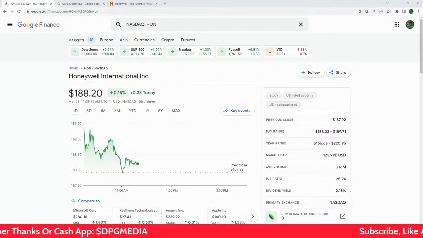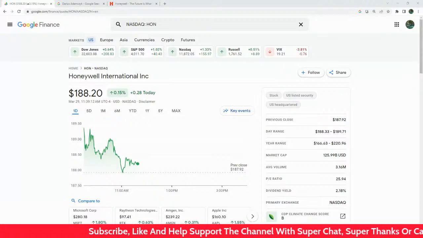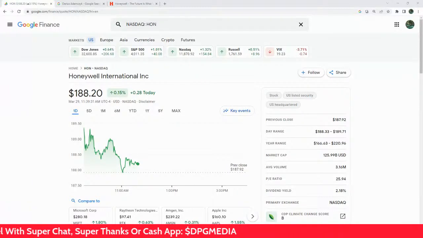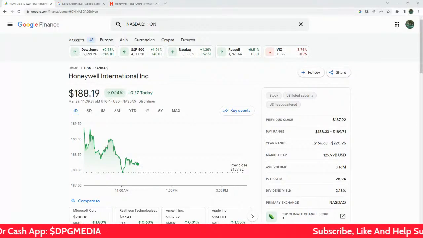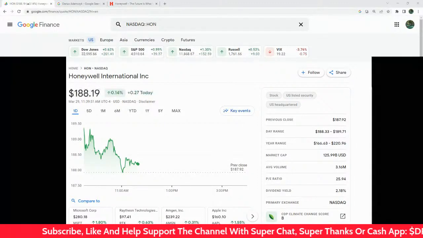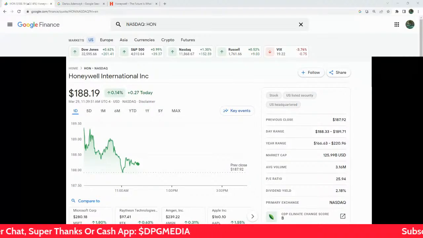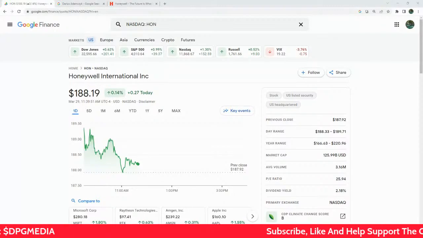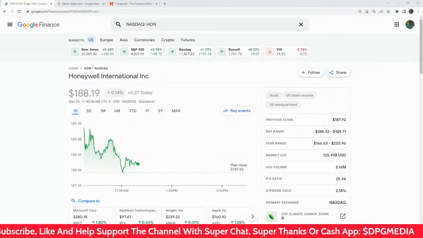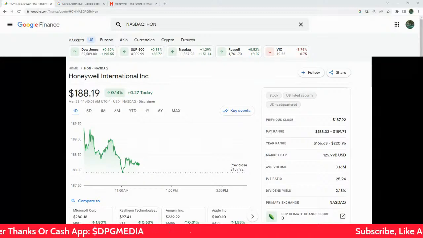It's a multinational conglomerate headquartered in Charlotte, North Carolina, and it operates under 4 primary business segments: aerospace design, building technologies, performance materials, and safety and productivity solutions. It was founded in 1885 as the Butz Thermo-Electric Regulatory Company in Minneapolis by Albert Butz, and it became Honeywell in 1963. It merged with AlliedSignal in 1999. They're known for their innovation and contributions to various industries. They're committed to sustainability and social responsibility.